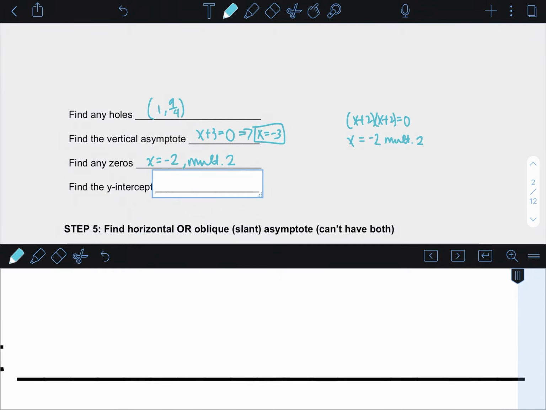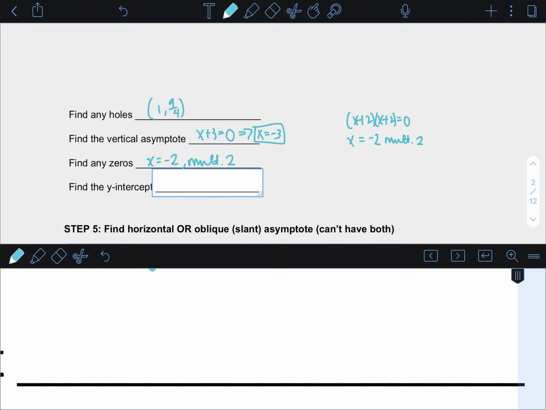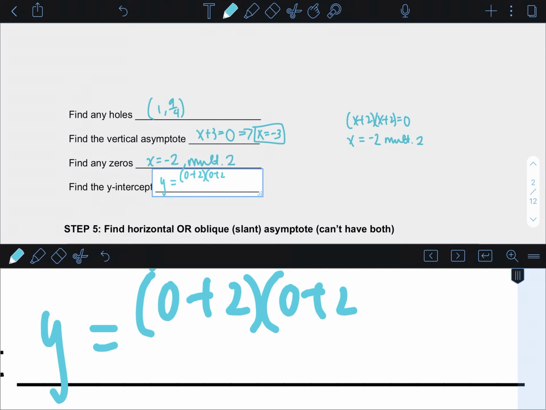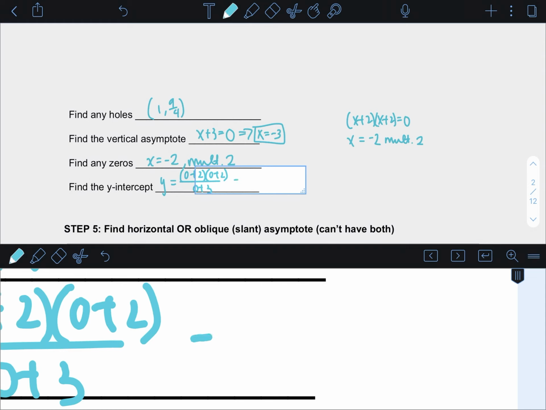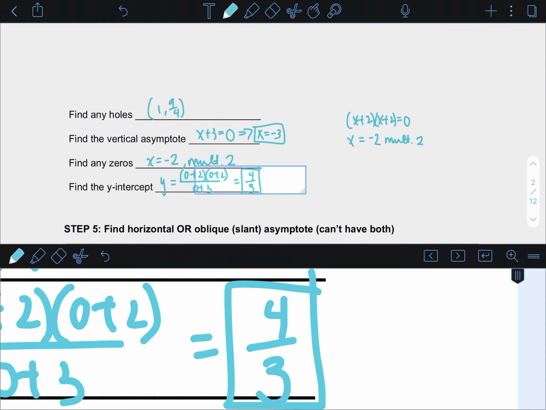And lastly, the y-intercept, we plug in 0 for those x values, so 0 plus 2, 0 plus 2 over 0 plus 3. And that becomes 2 times 2 is 4, over 3 is 4/3.